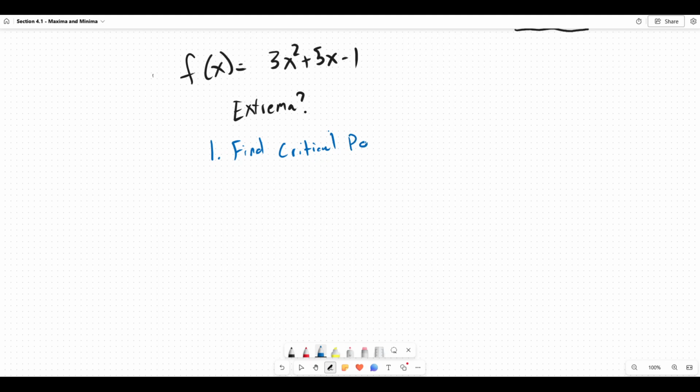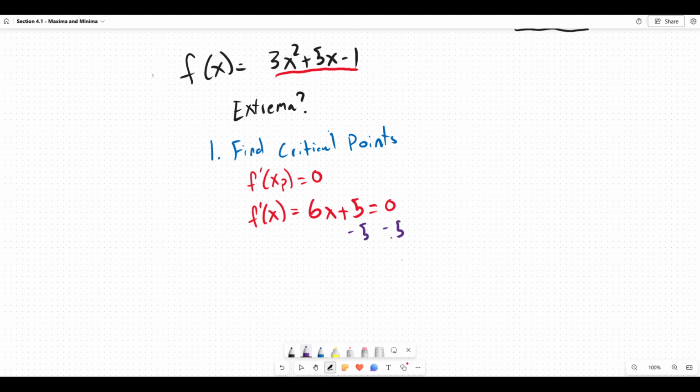critical points. So remember, a critical point is a point where f prime of x sub p equals 0. Well, do we know f prime? We know f prime of x. If we do the derivative operator, 6x plus 5, and we'll just set that equal to 0.